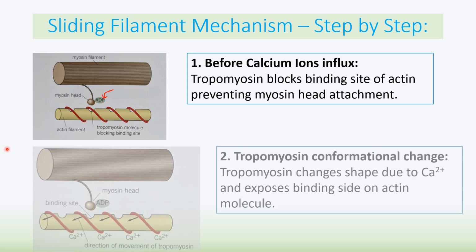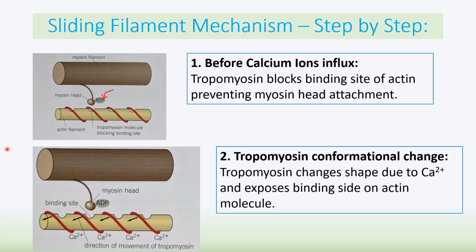the calcium ions cause the tropomyosin, which is the red bead-like string wrapped around the actin, to have a conformational change. So it changes the shape of the tropomyosin. That is due to the calcium ions, and that causes the binding site on the actin molecule to become exposed, which will then allow the myosin head to attach to the actin molecule.